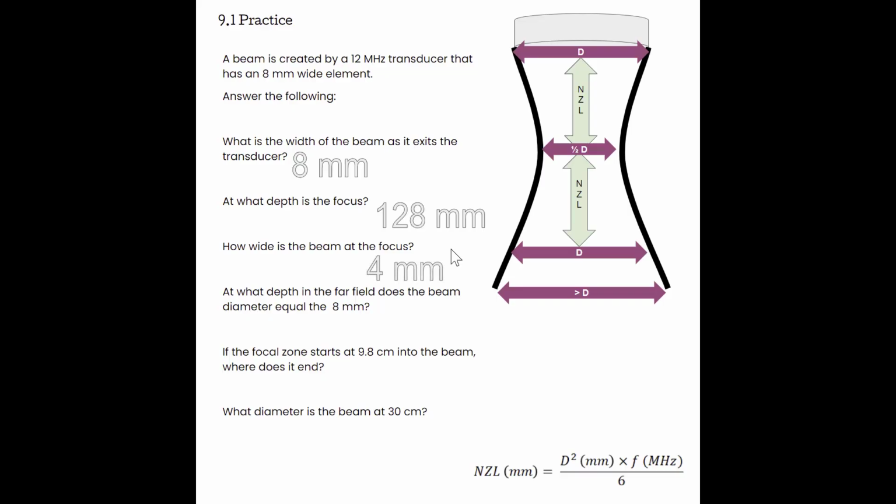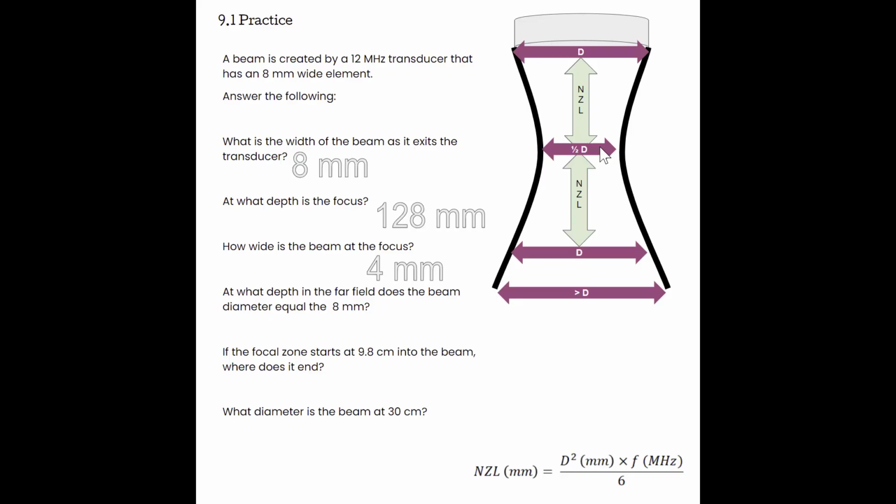Our answer is 4 millimeters because it is half of the diameter. So if we started at 8 up here, half of the diameter is 4 millimeters. Next question asks us, at what depth in the far field does the beam diameter equal 8 millimeters?